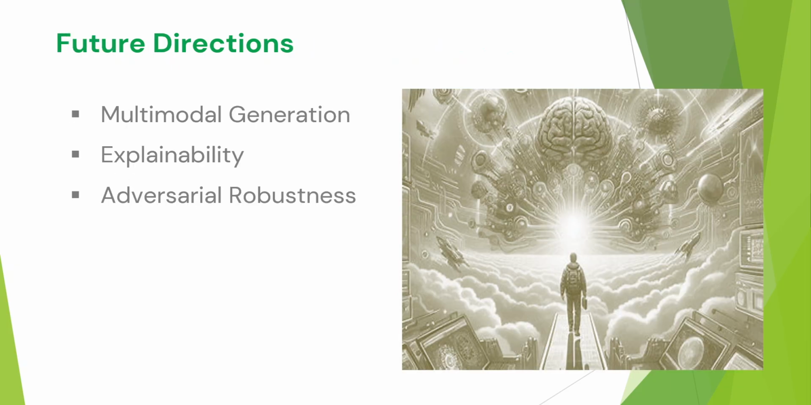Now, future directions include multimodal generation, which involves generating text, images, or other forms of media. This can be achieved by using multimodal models that can process and generate multiple forms of input. Explainability involves understanding how language models make predictions and generate text. This can be achieved by using techniques such as attention visualization or feature importance.